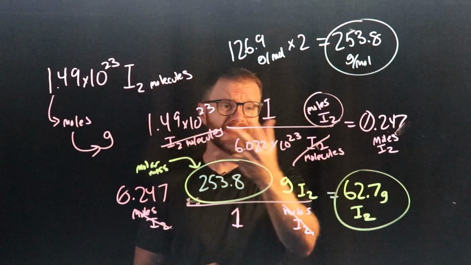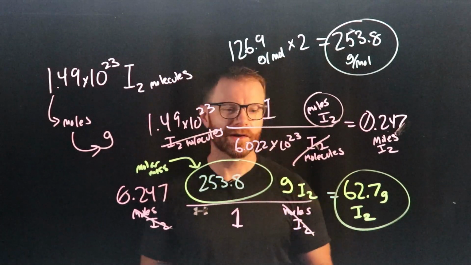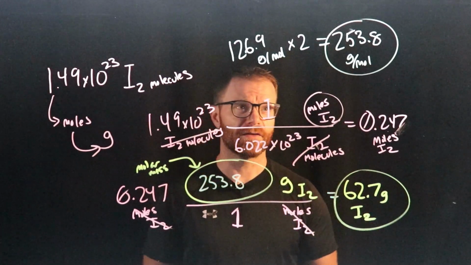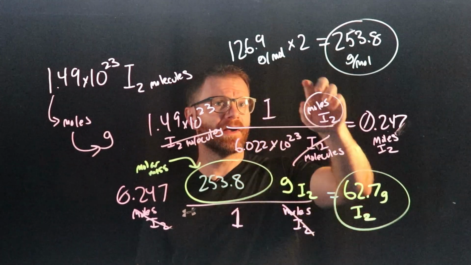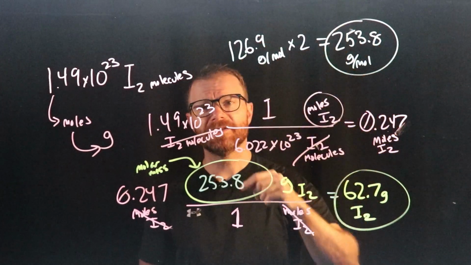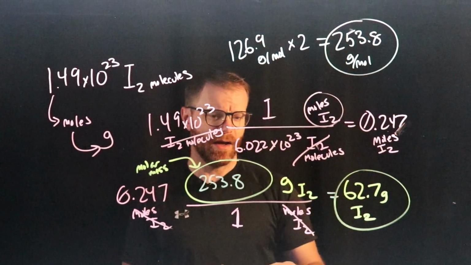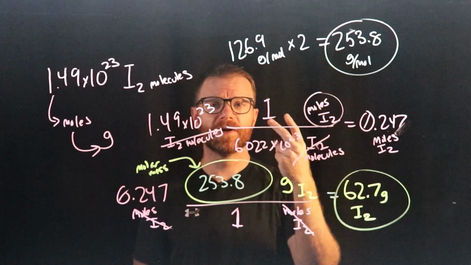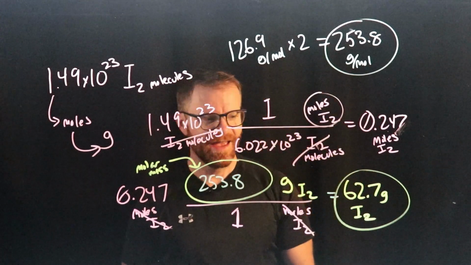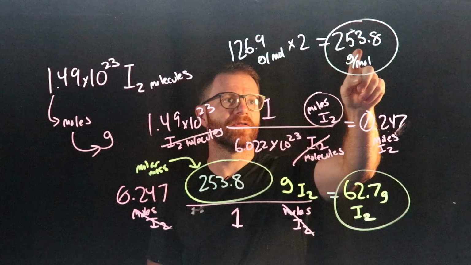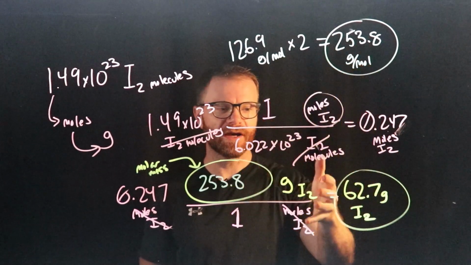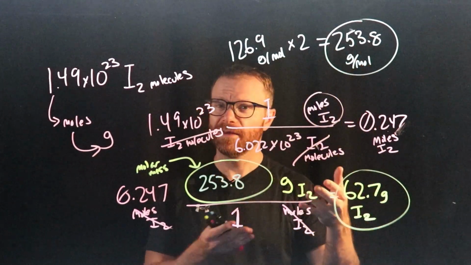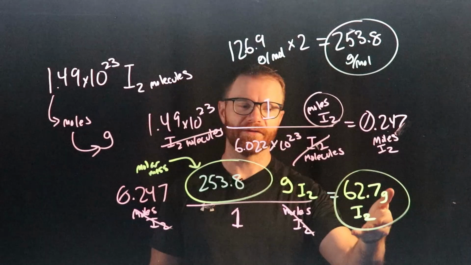Again, it's all just conversion factors. So really make sure you know how to do your conversion factors. The only extra step here was we had to calculate the molar mass of I2, which is a little bit different from I1, but not that different. We just had to multiply it by 2 because there's 2 of them. And we get the molar mass 253.8. And we use that in our calculations to get our final mass of iodine, 62.7 grams.